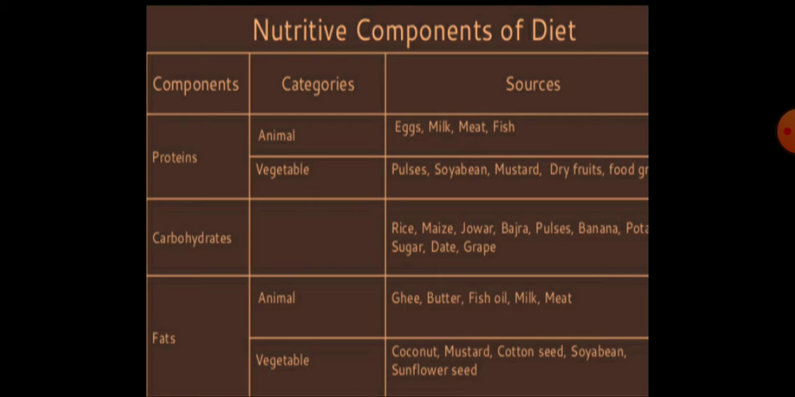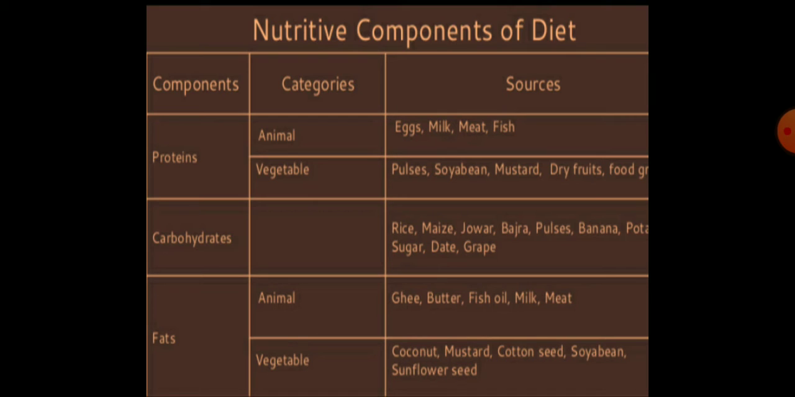We can see the nutritive components of the diet. Protein is the category animal and vegetable protein. Sources are egg, milk, meat and fish in animal category. Pulses, soybean, mustard, dry fruits and food grains. These are the vegetable sources. This is just we are revising the previous one we have discussed.